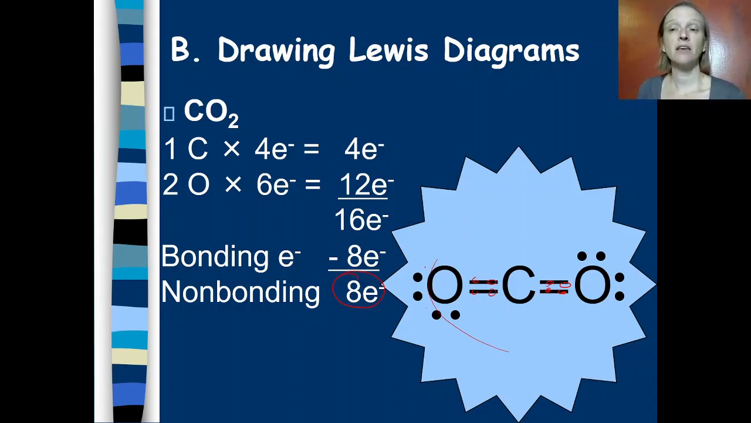Each atom has a full octet. Oxygen has 8 electrons around it. Carbon has 8 electrons around it. Oxygen has 8 electrons around it. So now this molecule satisfies the octet rule, and this is the correct structure for carbon dioxide.